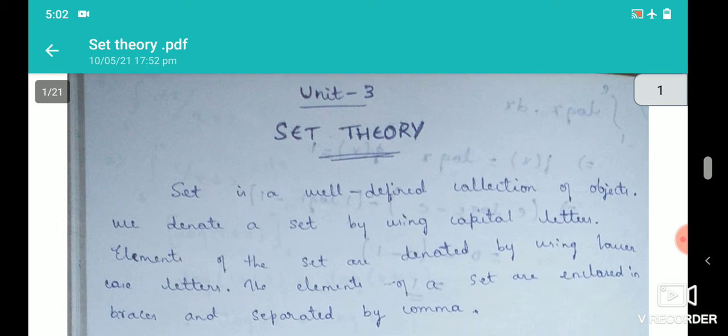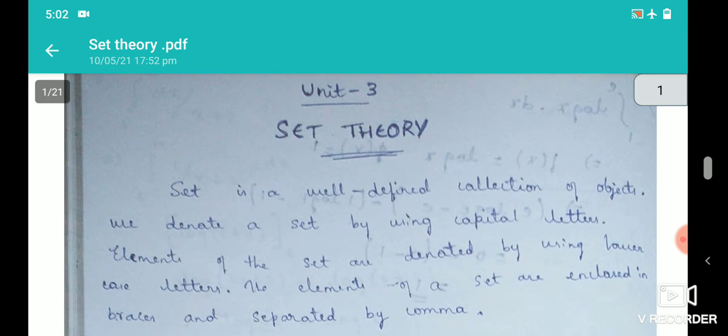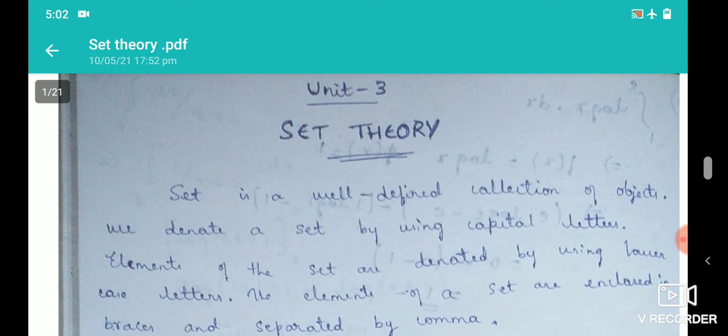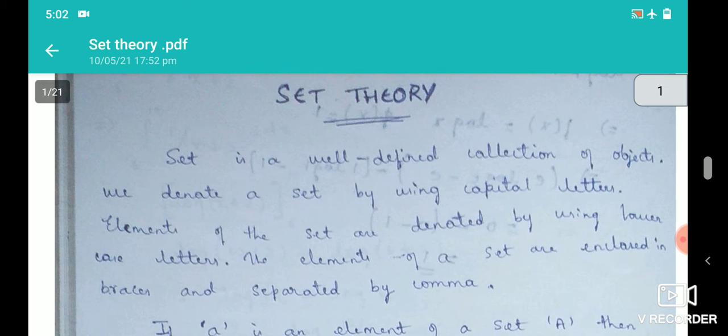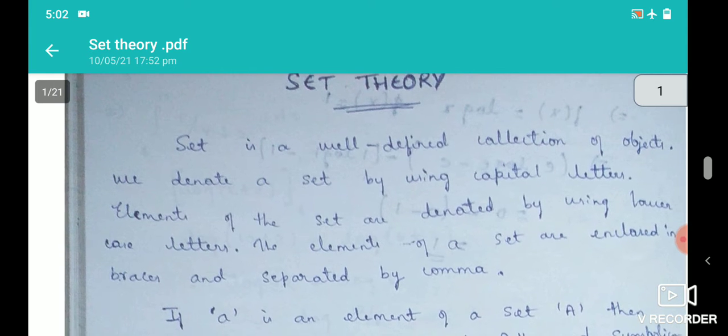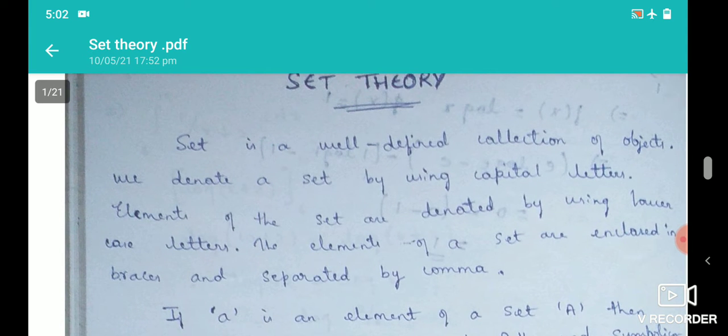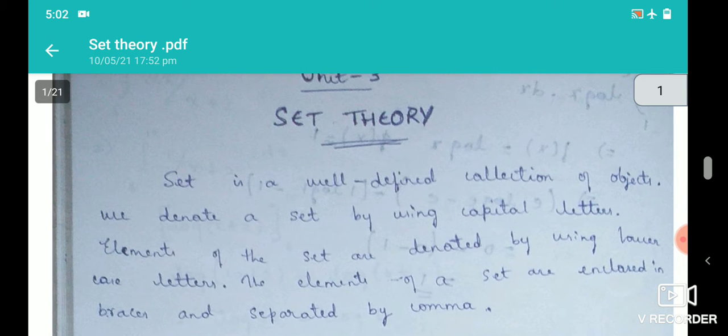The next topic is set theory. This is a familiar concept to you and a very easy topic. You studied set theory in your earlier school days. What is a set? A set is a well defined collection of objects. So a set is nothing but a well defined collection of objects.